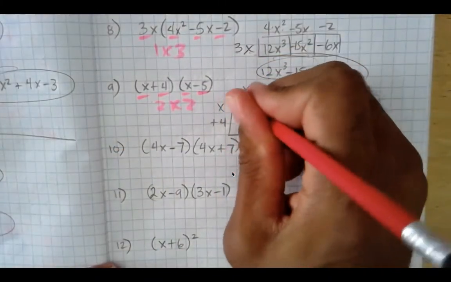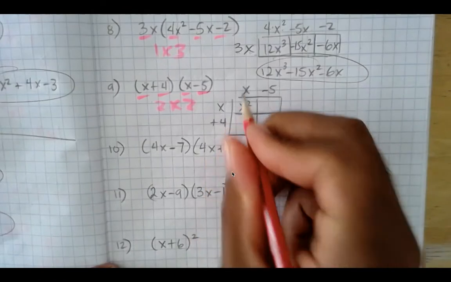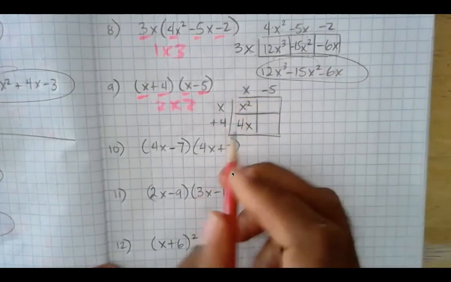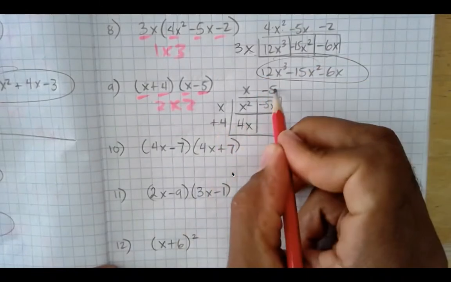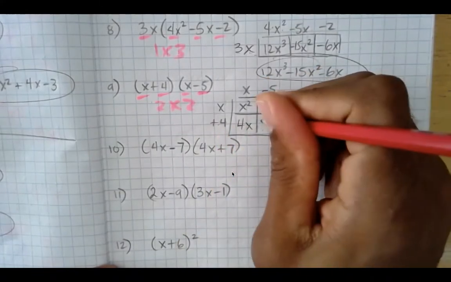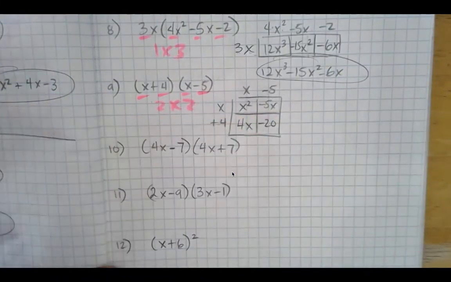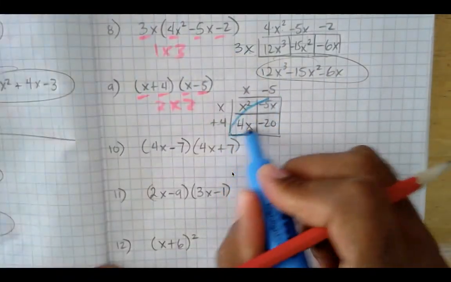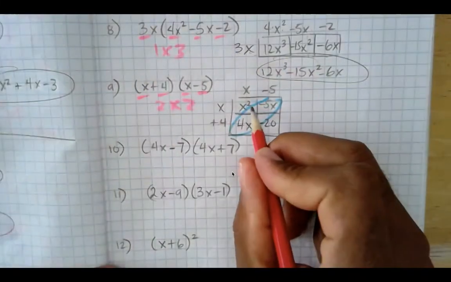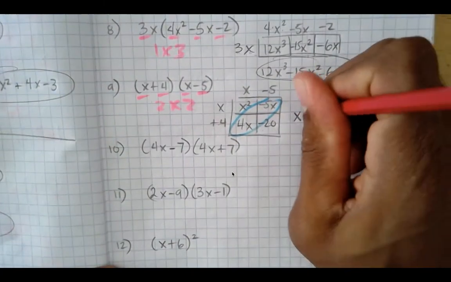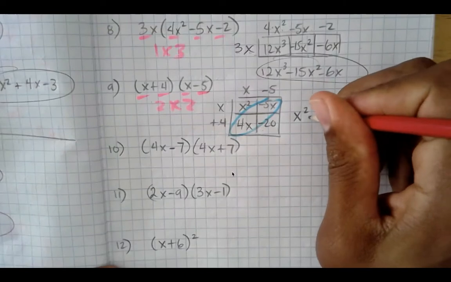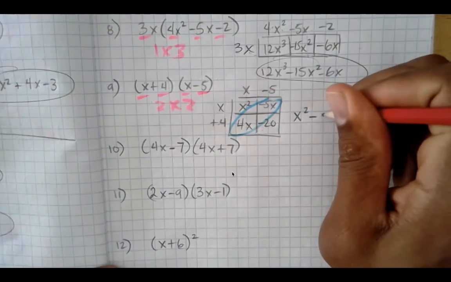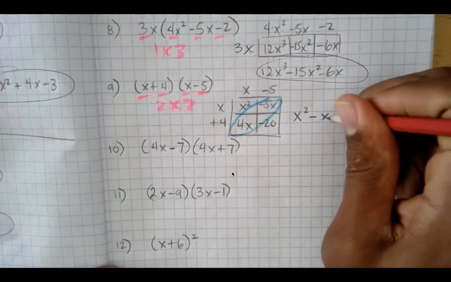X times X, 4 times X, and then X times negative 5 is negative 5X. 4 times negative 5 is negative 20. All right, and again, just like before, we have like terms right there, but we start with our highest exponent. So we go x squared. Now this is 4 minus 5. So that's going to be negative 1x, or just negative x, and then minus 20.